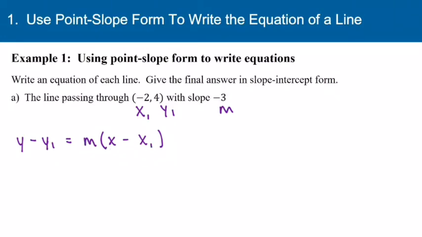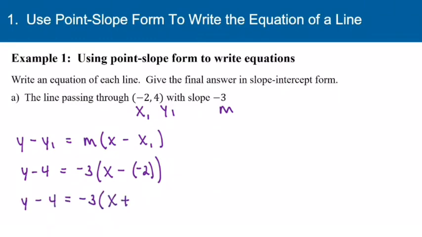And what we'll do is just plug in our known values. So y minus y sub 1 is going to turn into y minus 4. m is negative 3. And x minus x sub 1 is going to become x minus negative 2. Okay, the first thing we can do is clear up this minus negative situation. So this should be written as plus. And then what we can do is distribute our negative 3. So that's going to give us y minus 4 equals negative 3x minus 6.